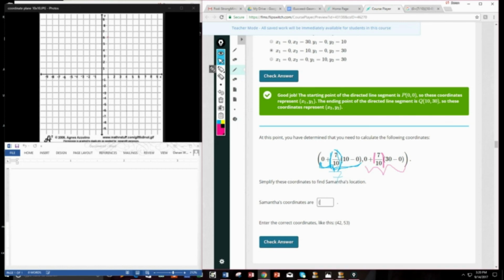Parentheses, because it's a coordinate, (7, 21).